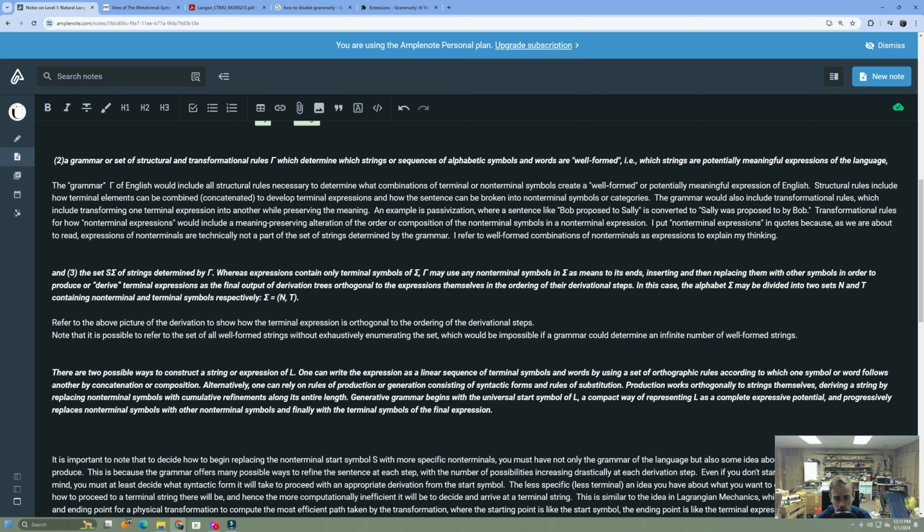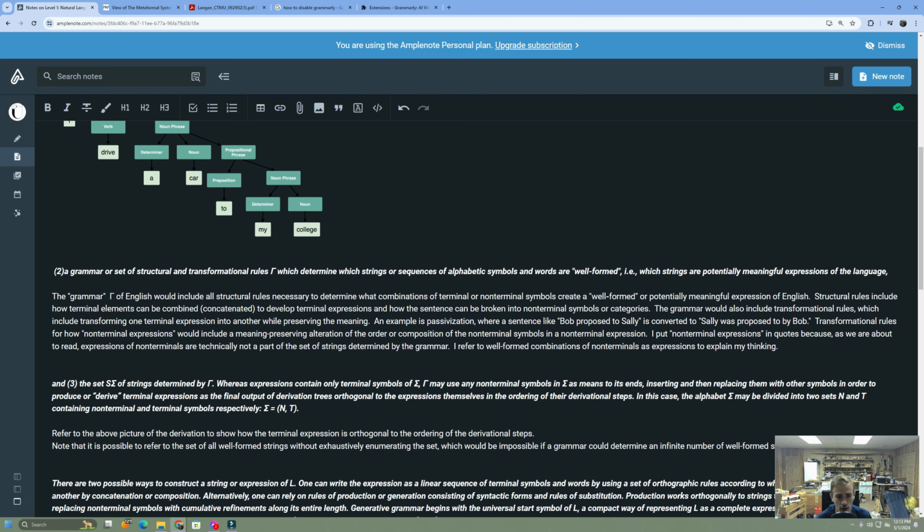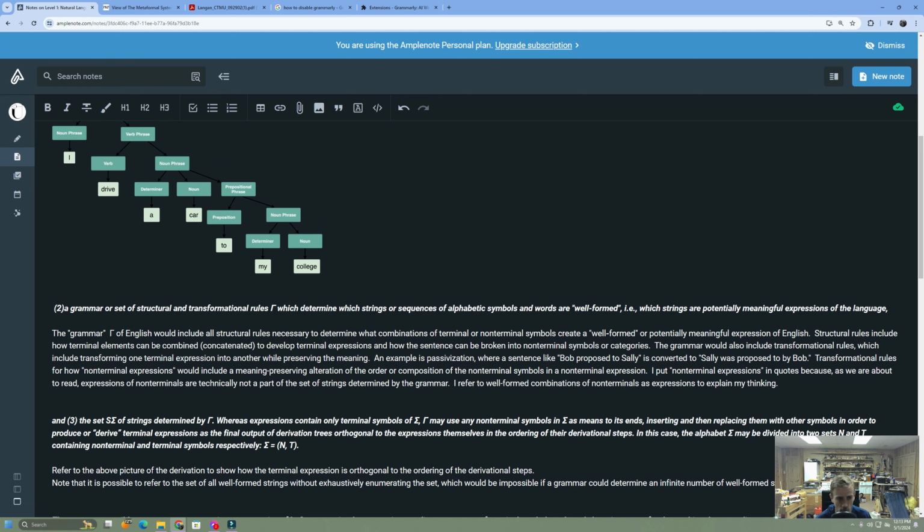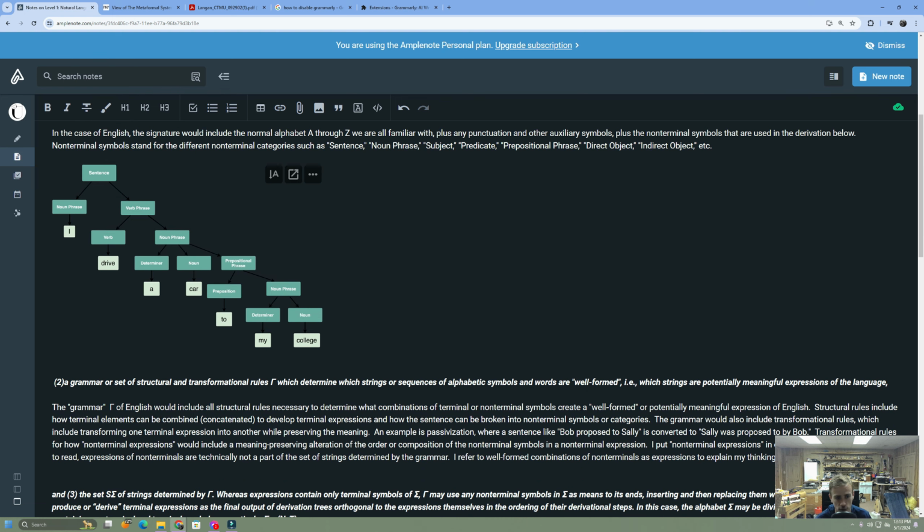In this case, the alphabet sigma may be divided into the two sets N and T containing non-terminal and terminal symbols respectively. And this section here is very well illustrated by this tree that I've included here. The downward derivation is these arrows going down. Each subsequent level is a step in the derivation until you get to the terminal string.